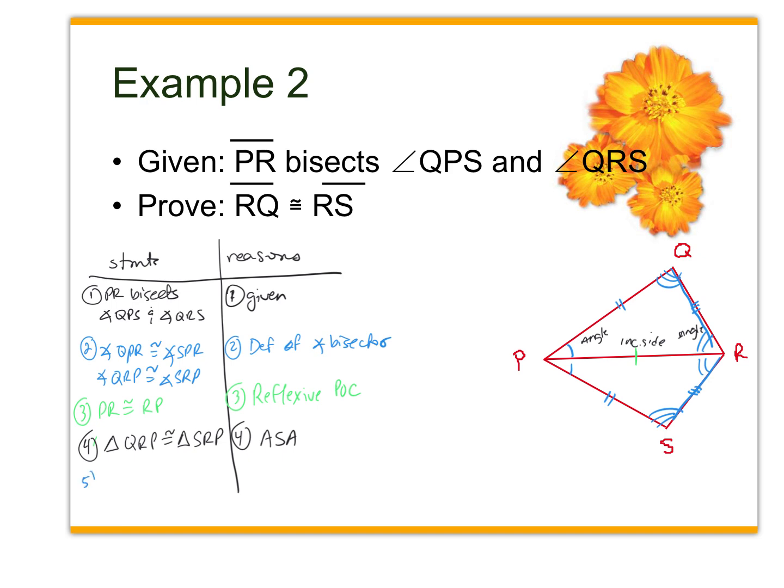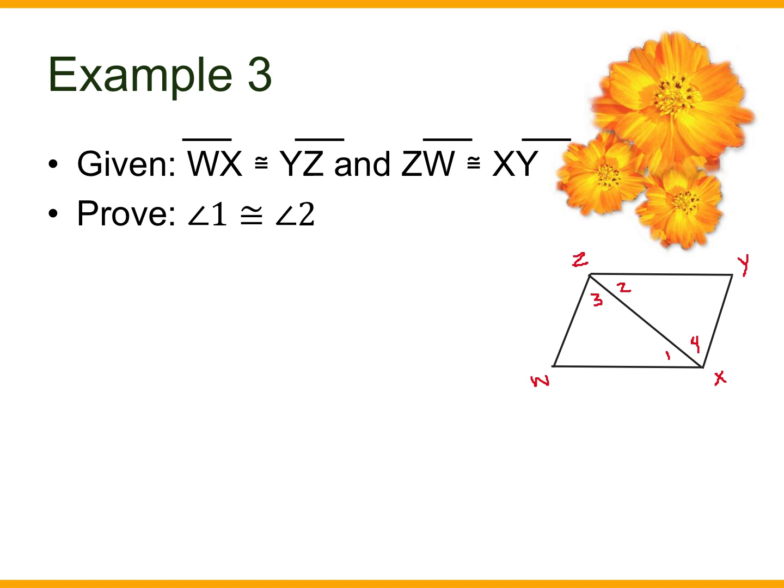So I can automatically jump over to the proof: RQ is congruent to RS. And the reason I know that they're equal is because corresponding parts of congruent triangles are congruent. Again, once I proved the triangles were congruent, all their parts that match are congruent. And this is the reason every single time. And then we have one more proof we're going to do here.